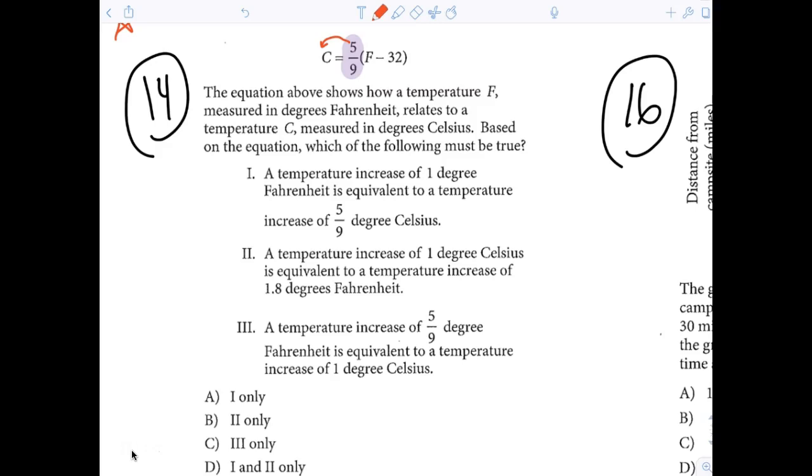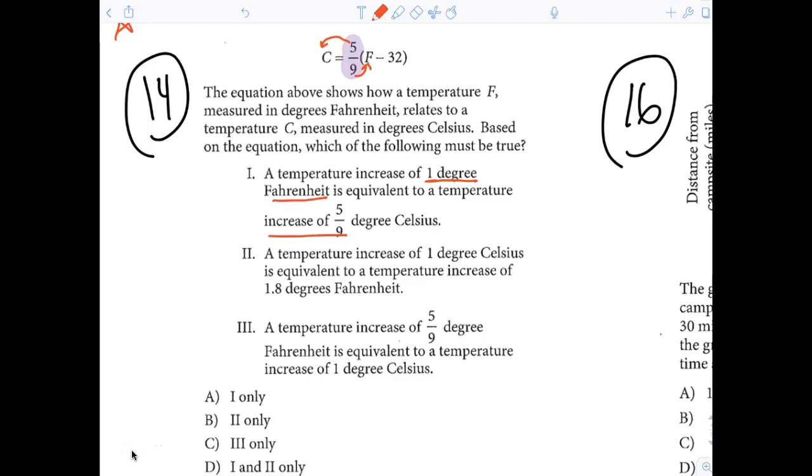So every 5 degrees change in Celsius, there would be a 9-degree change in what? In Fahrenheit. Make sure you make yourself a note on that. For every 5 degrees change in Celsius, there would be a 9-degree change in Fahrenheit. Unfortunately, that was not one of the choices. So what do I have here? I have a temperature increase of 1 degree Fahrenheit is equivalent to an increase of 5/9.